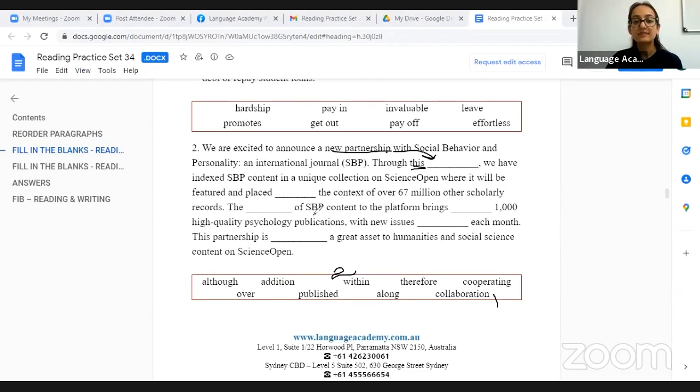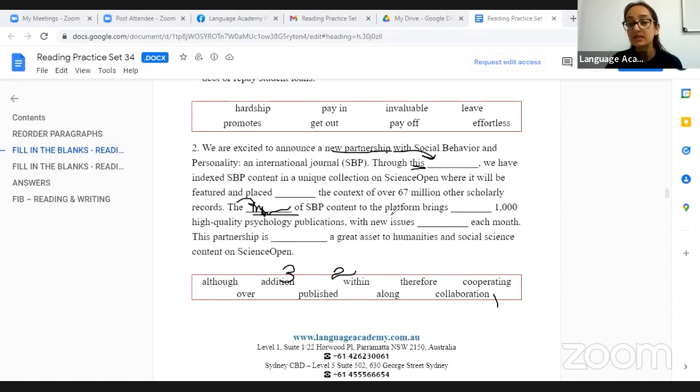The dash of SBP content to the platform brings. So whenever we have a blank after the or a blank before of, we always put a noun in this case. So what is the noun that we have here? The dash of SBP. So we have only one noun. If we carefully see, it's only addition. We don't have any other noun here. So we'll go with the addition of SBP content to the platform brings dash 1000 high quality psychology publications.